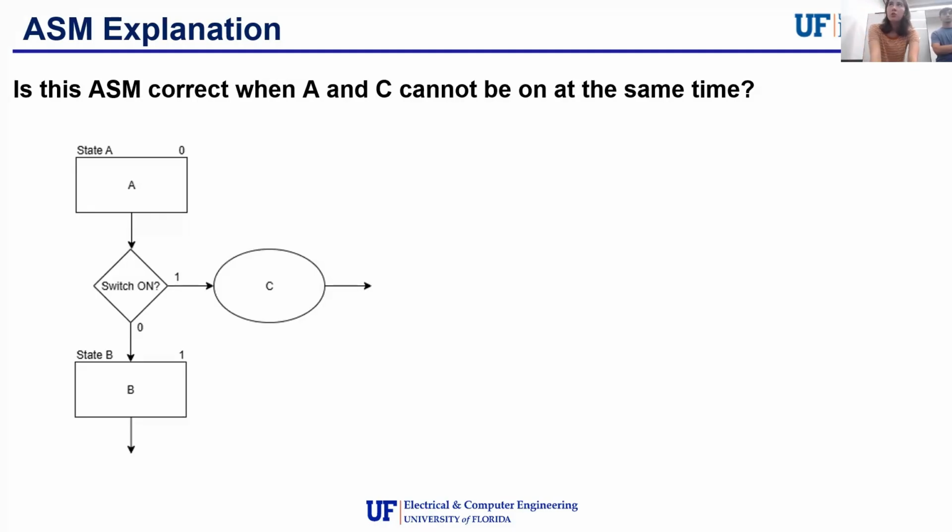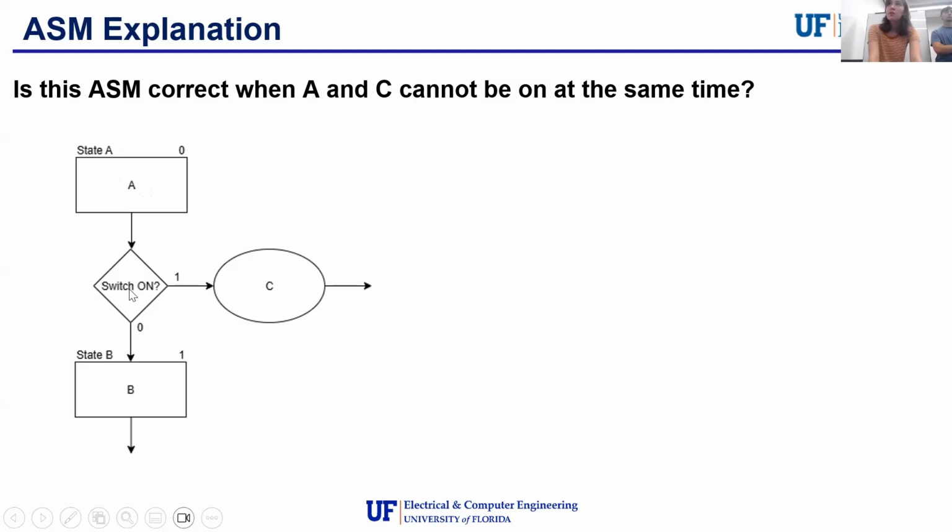Now we're moving on to interpreting ASMs. So we have a system. We want to represent the system with an ASM, except we know that A and C cannot be on at the same time. So we want to check, is this ASM a correct representation of this state machine? So we start at the beginning. I always look at whatever state bit 0 is. And we know that during this state A, for this entire clock cycle, because A is inside of this rectangular box, A is going to be true.